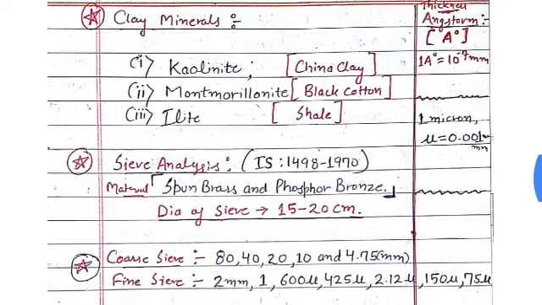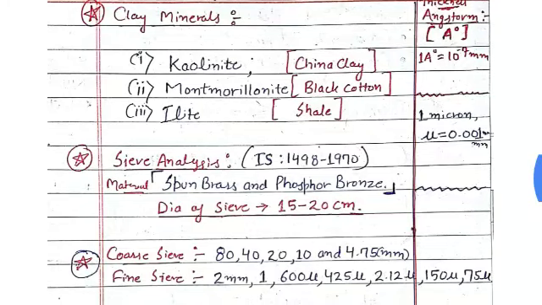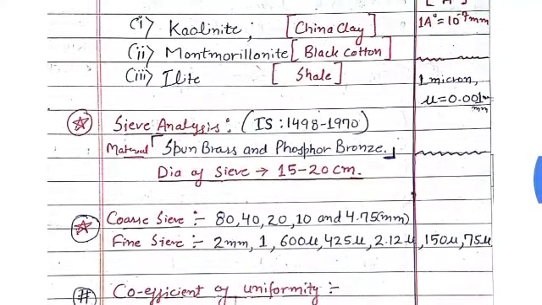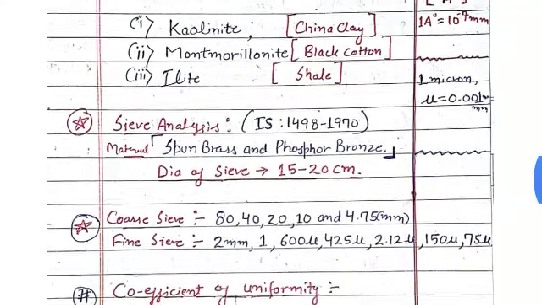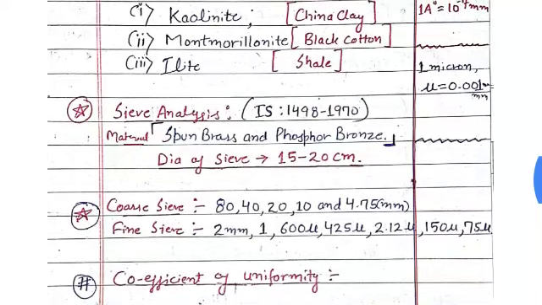Next one, sieve analysis. Sieve analysis according to IS 1498-1970. Material used in sieve, that is spun brass and phosphor bronze. Diameter of sieve ranges between 15 to 20 centimeter, and for coarse grained soil, coarse sieve is used.